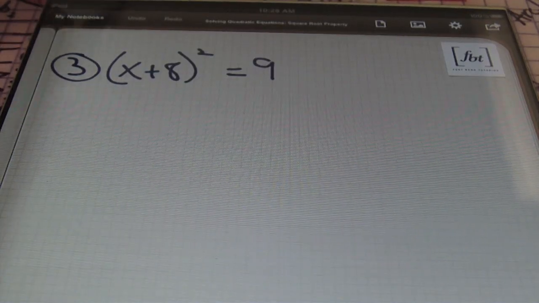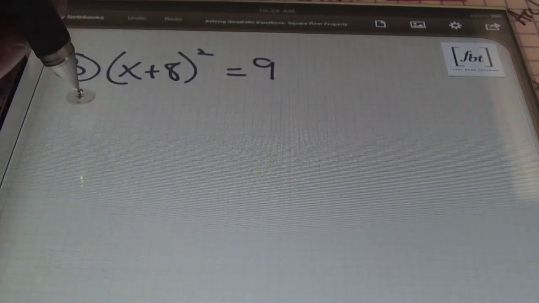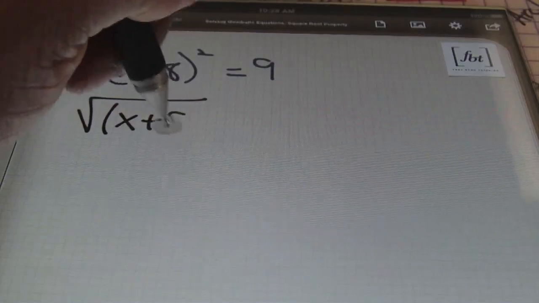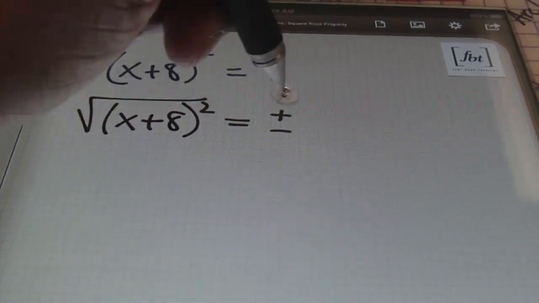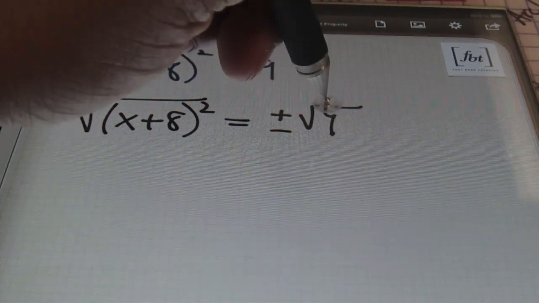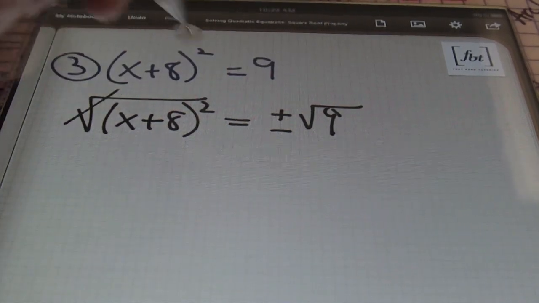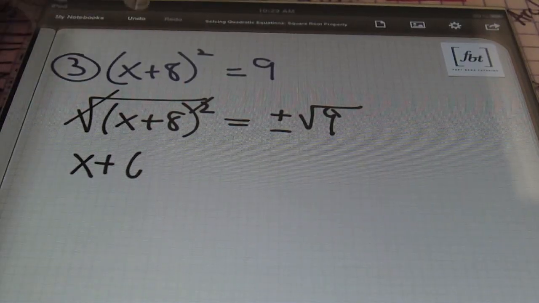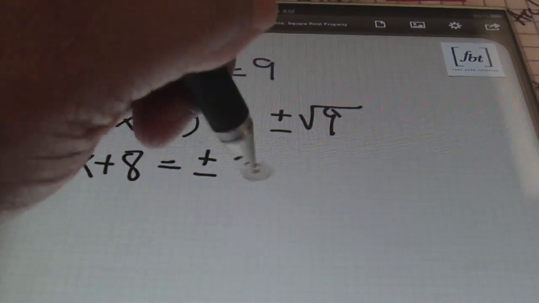So from there, I'll go ahead and use the square root property. So I'll be taking the square root of both sides of the equal sign. So here you'll see I have the square root of x plus 8 squared equals, and on the right side, it will be plus or minus the square root of 9. The square root of 9, ladies and gentlemen. On the left side, the square root and the square will cancel out to give me simply x plus 8, which now equals plus or minus 3.